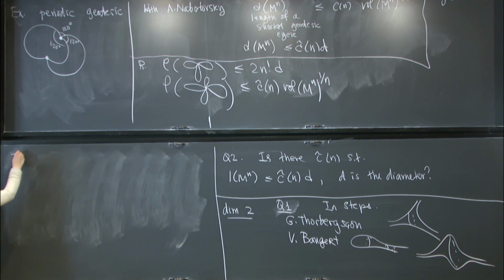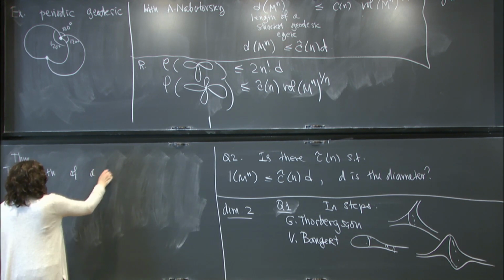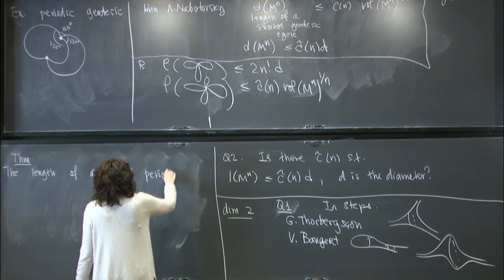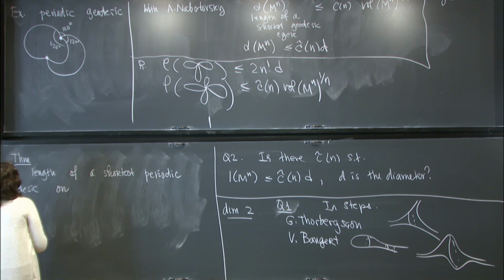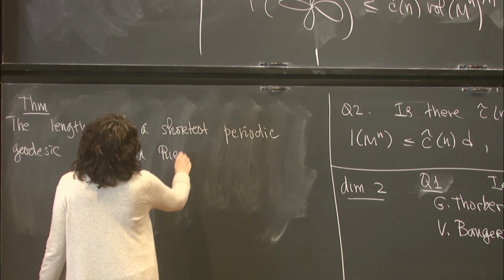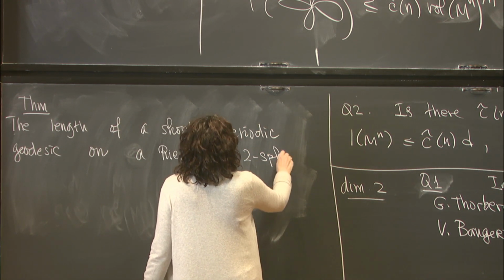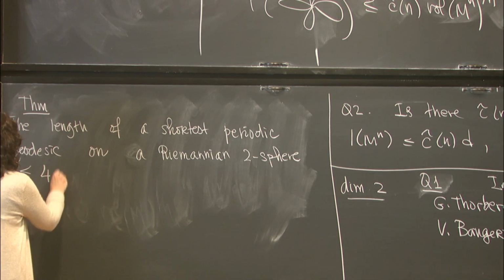So here is a theorem. The length of a shortest periodic geodesic on a Riemannian two-sphere is bounded by 4 times the diameter.